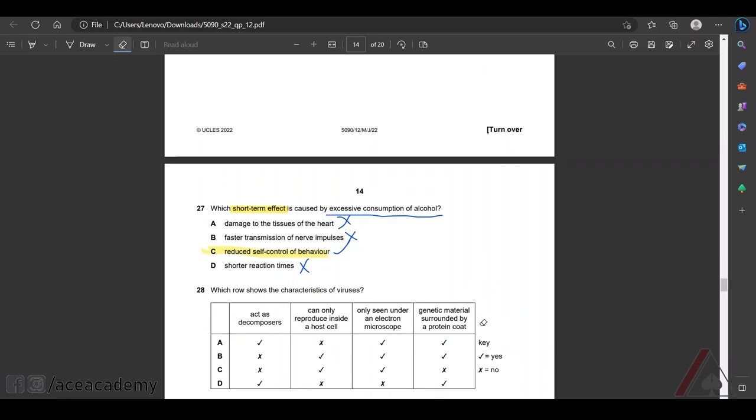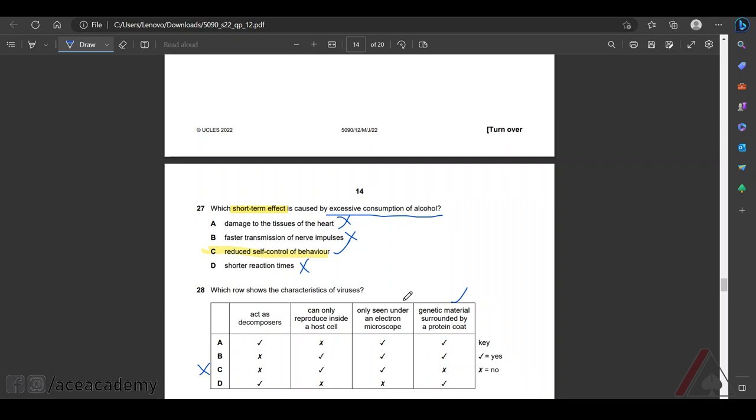For question number 28, which row shows the characteristics of viruses? Now, to solve this question, we'll first look at the most basic characteristic. A general characteristic of viruses is that they contain DNA or RNA, which is surrounded by a protein coat called a capsid. So yes, this characteristic is correct. A, B, and D all support this characteristic, but C doesn't, so we can rule out C as our answer.